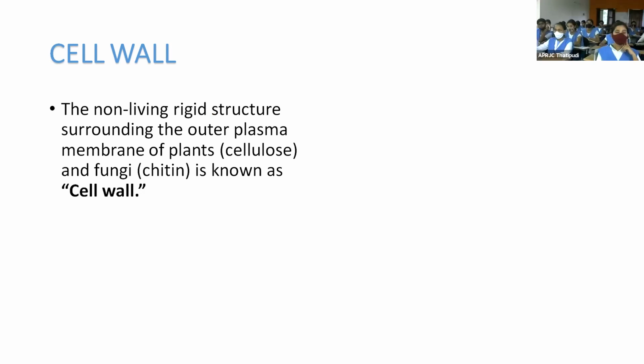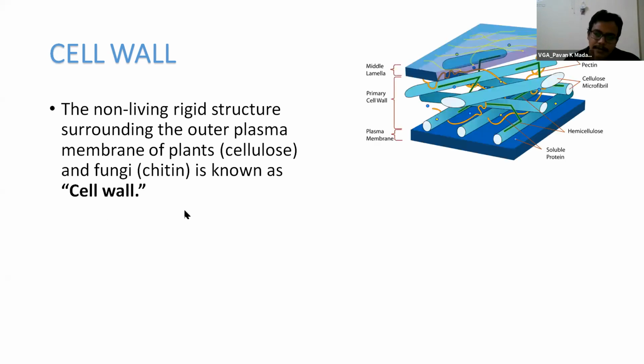But there are some different deposits we see in them. In the cell wall, plants deposit cellulose, whereas fungi deposit chitin. So these are the special characteristics we see in the cell wall of plants and fungi.